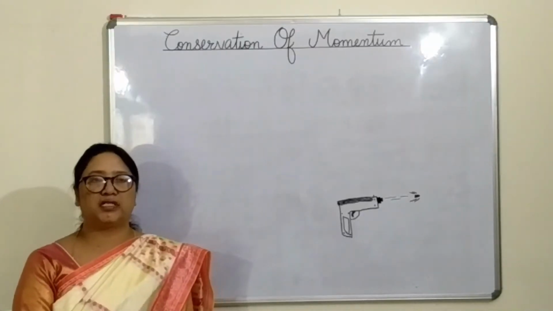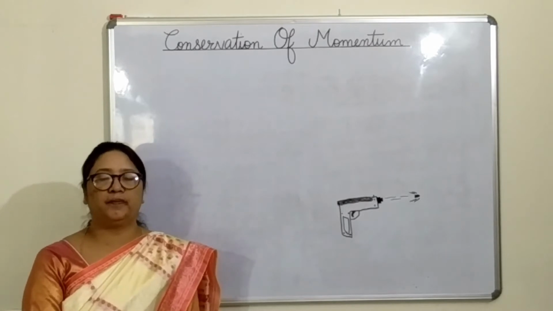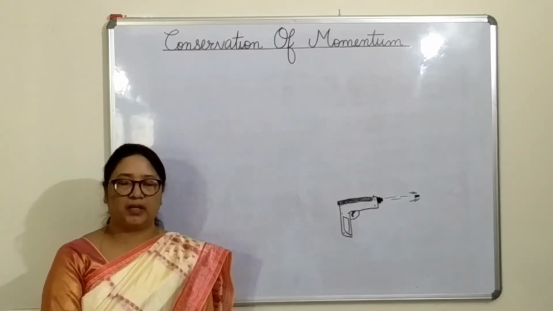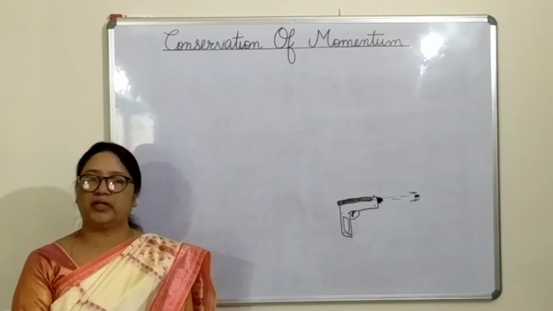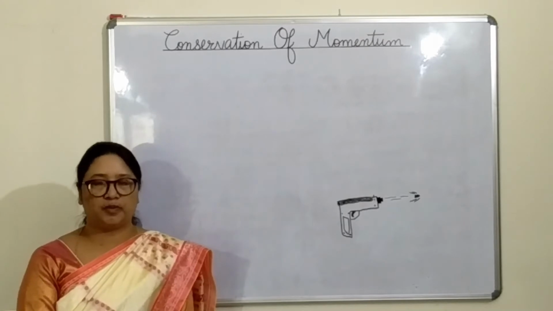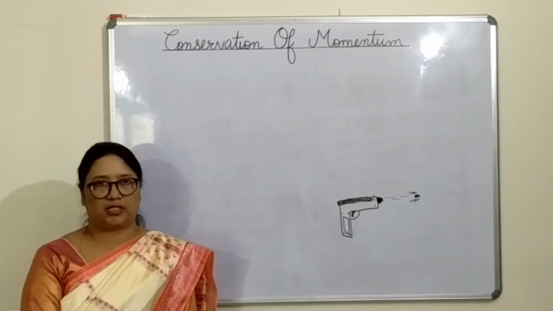We have already finished the discussion of Newton's three laws of motion. Today we will talk about conservation of momentum. We have already discussed momentum. Without the explanation of momentum, Newton's second law of motion was not possible. Momentum is the product of mass and velocity.